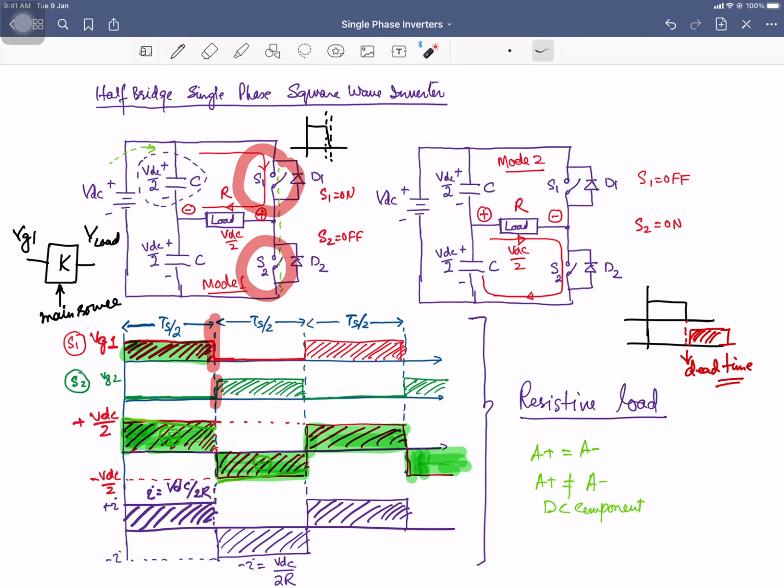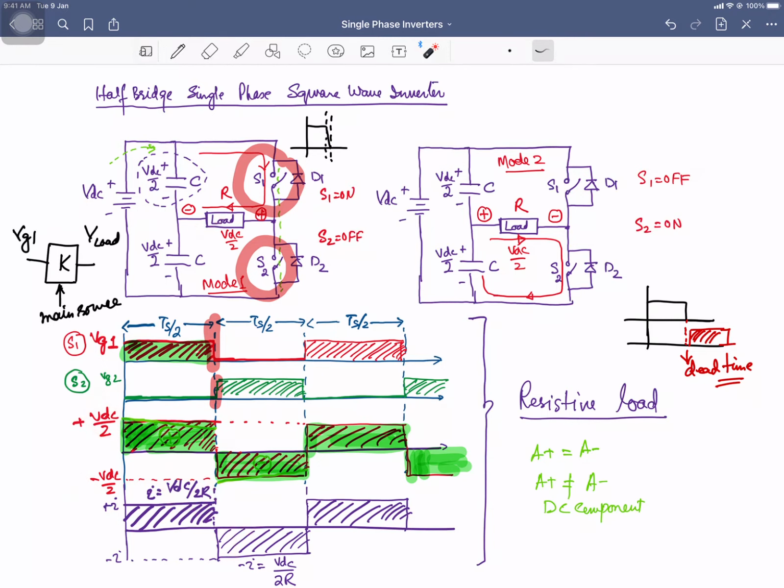Now if you have the resistive load, your voltage and current waveform will be of the same shape that you can see over here. The current waveform is exactly of the same shape as that of your voltage waveform. The magnitude of the current waveform will be simply equal to VDC by 2R, because you are applying VDC by 2 and the load resistance is R, so you will get this current waveform.